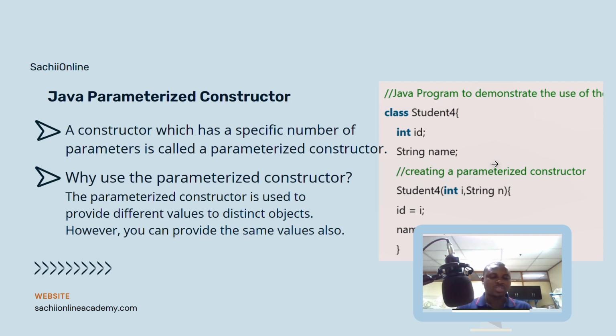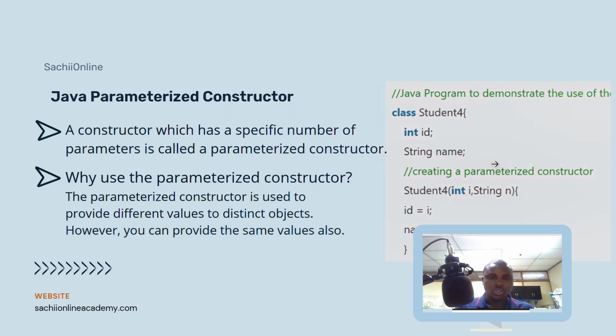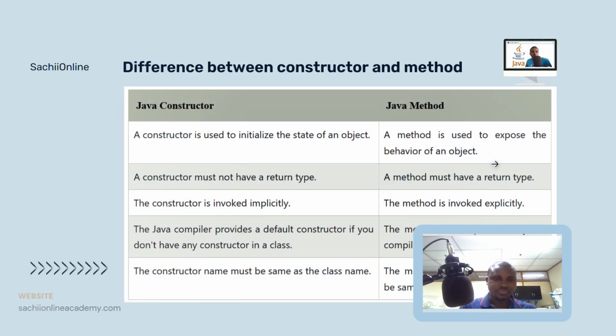The parameterized constructor is used to provide different values to distinct objects. Like the one that we were having, we are just going to use these constructors there. I'm just going to show you how you can use these constructors. However, you can provide the same values also. So I think that's all on this.